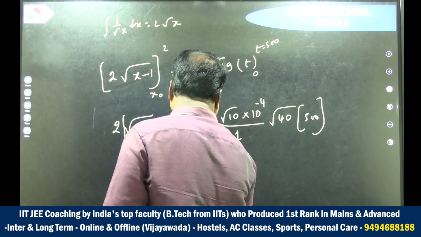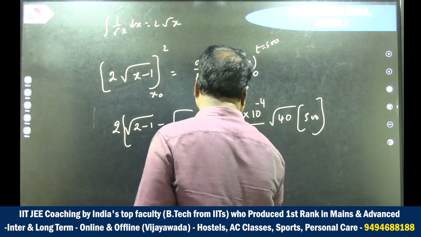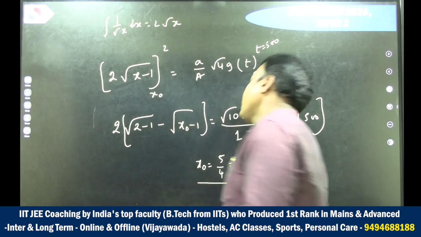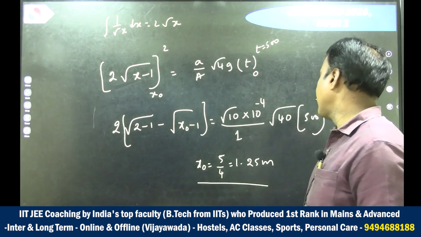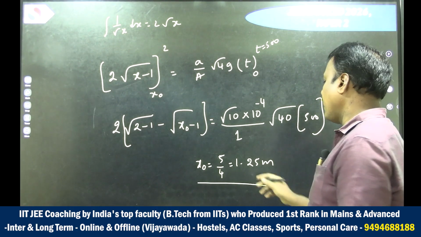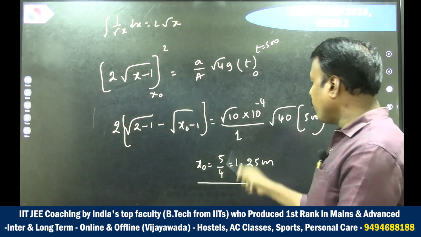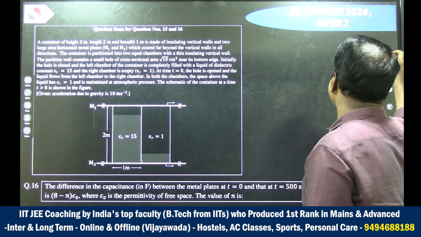Finally, after doing all these things, on simplification, we will get x equal to 5 by 4, which is the answer for problem number 15. So here we got x0 as 1.25 meter. So don't go away. We can use the same answer to finish sum number 16 also.